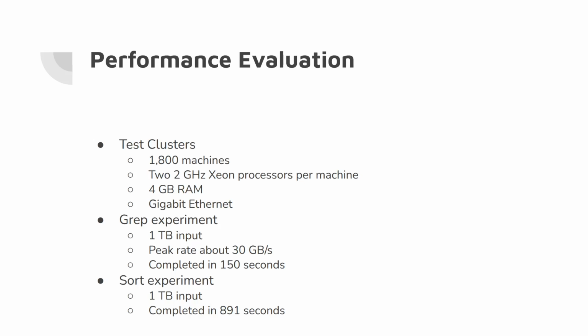The second experiment sorted approximately 1 terabyte of data. The job used 15,000 map tasks and 4,000 reduce tasks. The complete sorting operation finished in about 891 seconds, or just under 15 minutes. The authors noted that this performance was comparable to the best reported TerraSort result at the time.